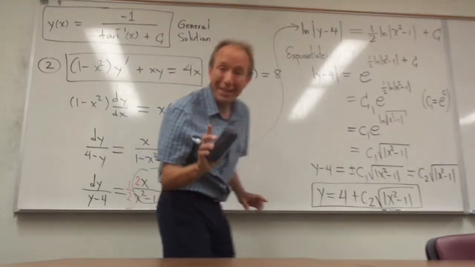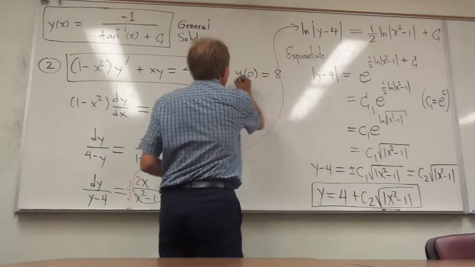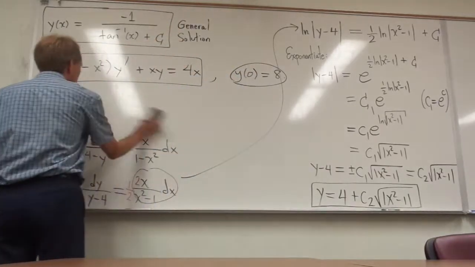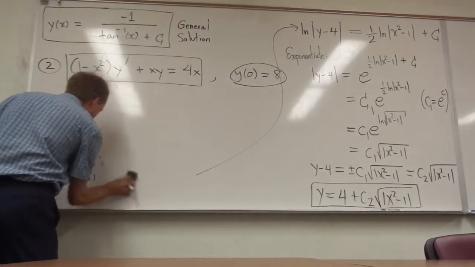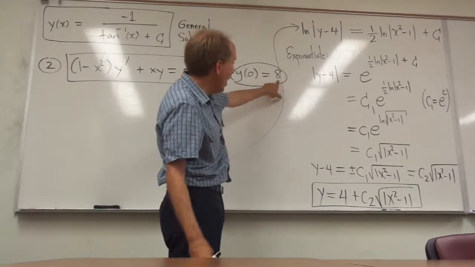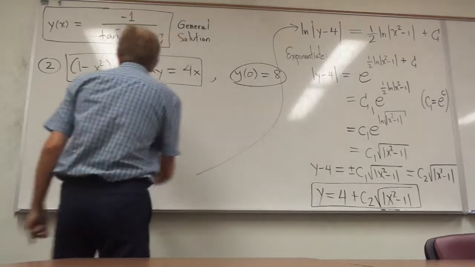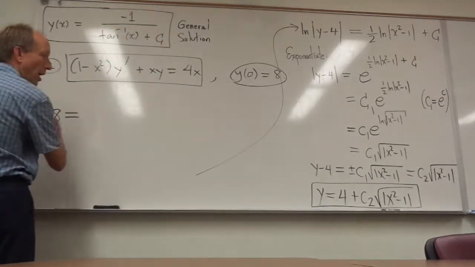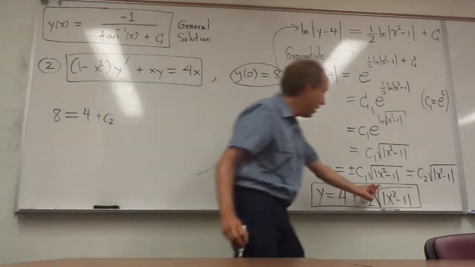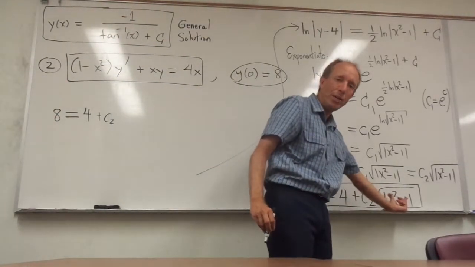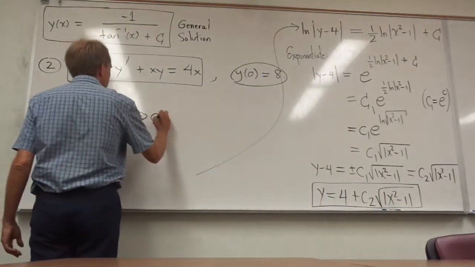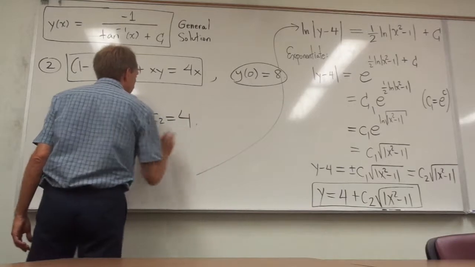We're not done, are we? I almost forgot. We have an initial condition. So I have to go back and put in the initial condition. Let me do that right here. We know that when x is 0, y should be 8. So if we plug that in, I'm going to put in an 8 for the y. 4 plus C2 times the square root of, well, this is 0 minus 1 with an absolute value bar on it. That's just 1. Okay, so C2 is equal to 4.